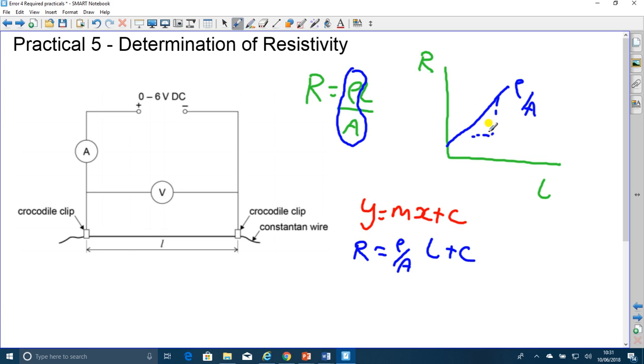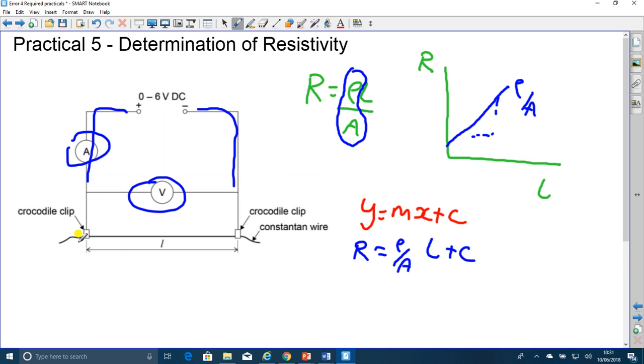So you might have some sort of systematic error, but that's caused normally by just a tiny amount of resistance in the normal wires. Okay. So for this particular thing, all you're doing is you're measuring the resistance using voltage divided by current, R is V over I. And you're changing the length, so you're moving this.